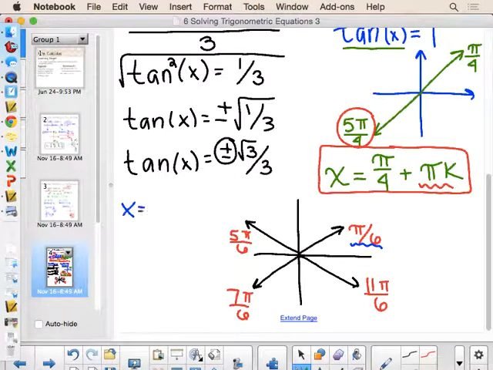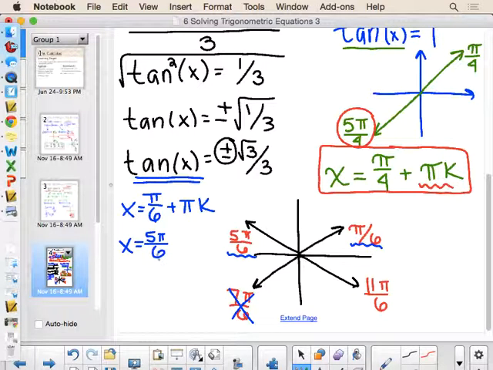X equals pi over 6 plus, remember, the period I'm dealing with is a period for tangent, so we have pi k. Because when I'm shifting over by pi units, I don't need to write one for 7 pi over 6, because pi over 6 plus pi gets me that. However, when I add pi, I skip over 5 pi over 6, because they're not pi units apart, so I must also write an equation that x equals 5 pi over 6 plus pi k.